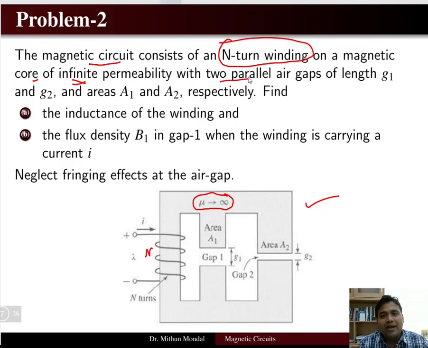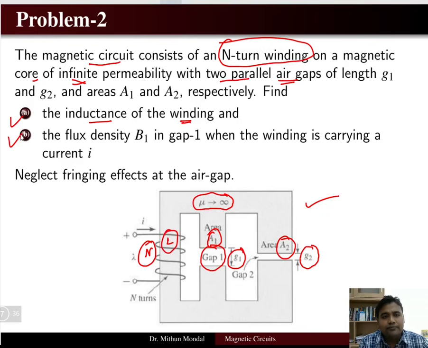And two parallel air gaps are there. You can see there are two air gaps, gap number 1 and gap number 2, of lengths g1 and g2, and their cross-sectional areas are A1 and A2. You have to determine the inductance of the winding. So this winding which carries n number of turns, what is the self inductance of the winding?